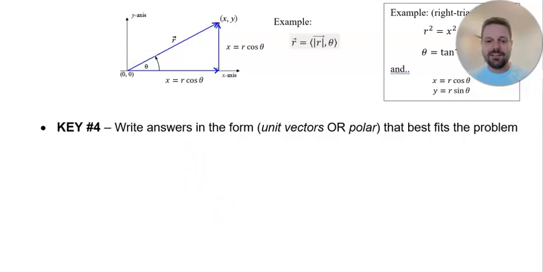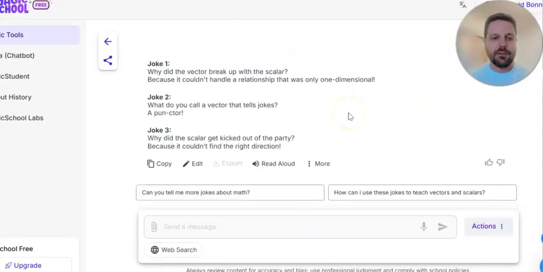Let's go back to our joke now. So let's look at joke one. Why did the vector break up with the scalar? Because it couldn't handle a relationship that was one-dimensional. Oh, that's hilarious, right? The vector has a direction. And yeah, okay. What do you call a vector that tells jokes? A puncture. That's terrible. Why did the scalar get kicked out of the party? Because it couldn't find the right direction.